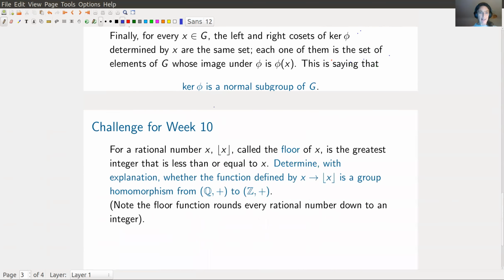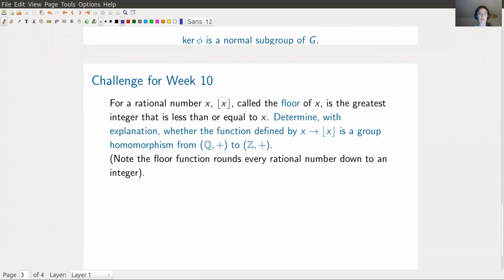What we have left today is our challenge for week 10. So here's a puzzle for you to think about. If you take any rational number x, its floor, which is denoted by this kind of notation, is the greatest integer that's less than or equal to x. So if your rational number is 3.2, its floor is 3. If your rational number is 3.5, its floor is 3.